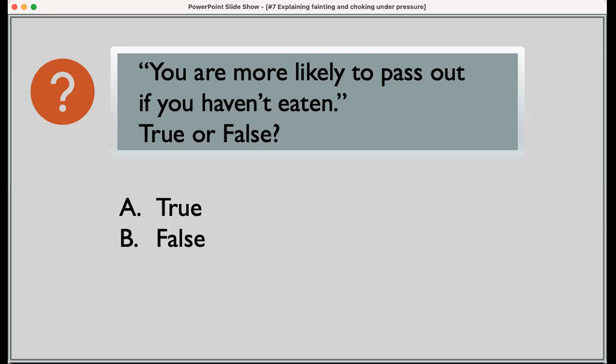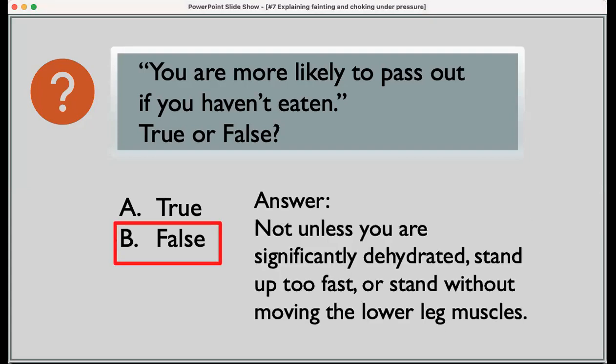All right, another question, true or false? You are more likely to pass out if you haven't eaten. You hear this a lot, especially in the operating room, when students or observers will come in, and the first thing people will say to them is, have you had breakfast? Is that true or false? And the answer is that's false.